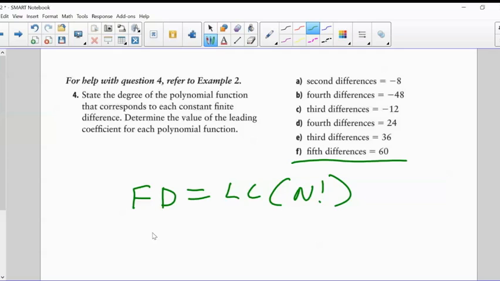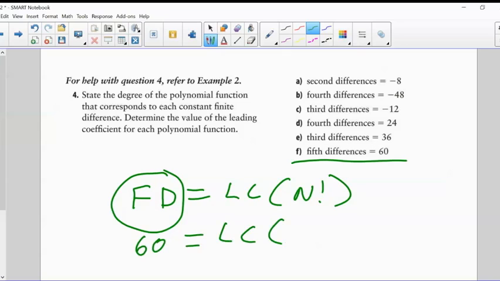Right? I need to put something for FD. What do I put for FD? So Neil says 60 is equal to the LC times 5 factorial. Perfect. So can you help me out now?